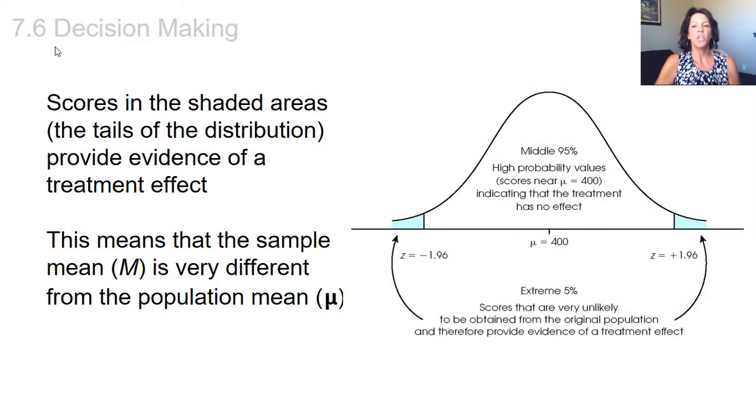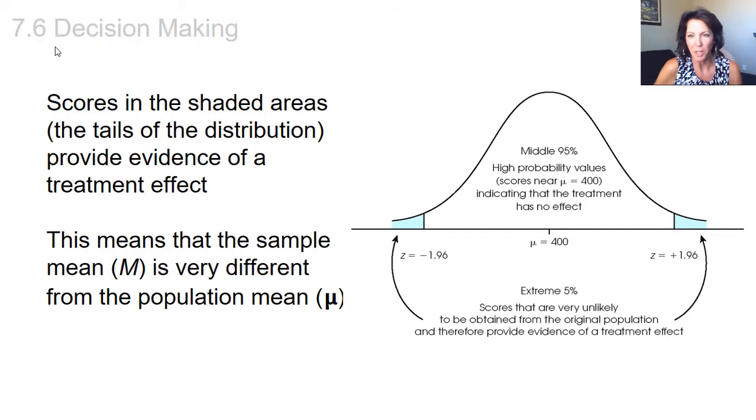So I've shaded the areas here, and you can see the tails of the distribution. What we're going to say is that if our mean falls within the shaded or critical region, this is evidence of what we call a treatment effect. And what we're saying then is the mean of our sample is very different from the population. Whatever we did with our sample made it different than the population. There's a treatment effect. So the middle 95% are high probability values.